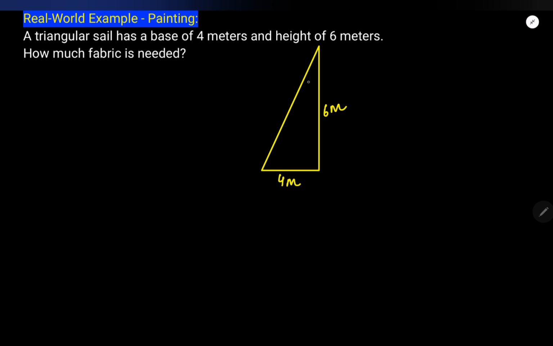If you want to find how much fabric is needed, then you will have to find the area. In this case we are given the height, so area is half times base times height. So it is half times 4 times 6, right? You cancel out first and then multiply. The answer is 12 meters square. This much fabric you need.